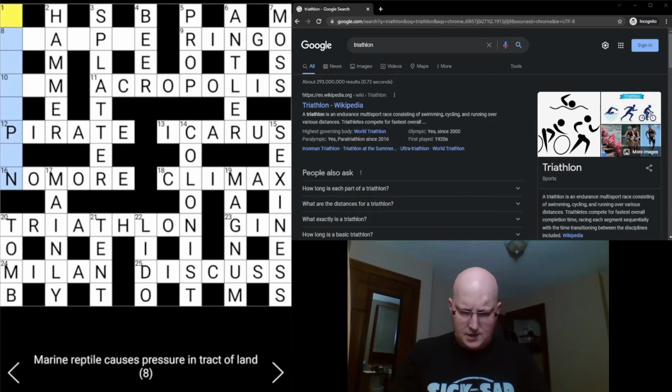Let's see if this vertical makes any more sense now. Marine reptile causes pressure in tract of land. Well, tract of land could be span. What does span give us with 4 letters in front of it? Marine reptile causes pressure in tract of land.